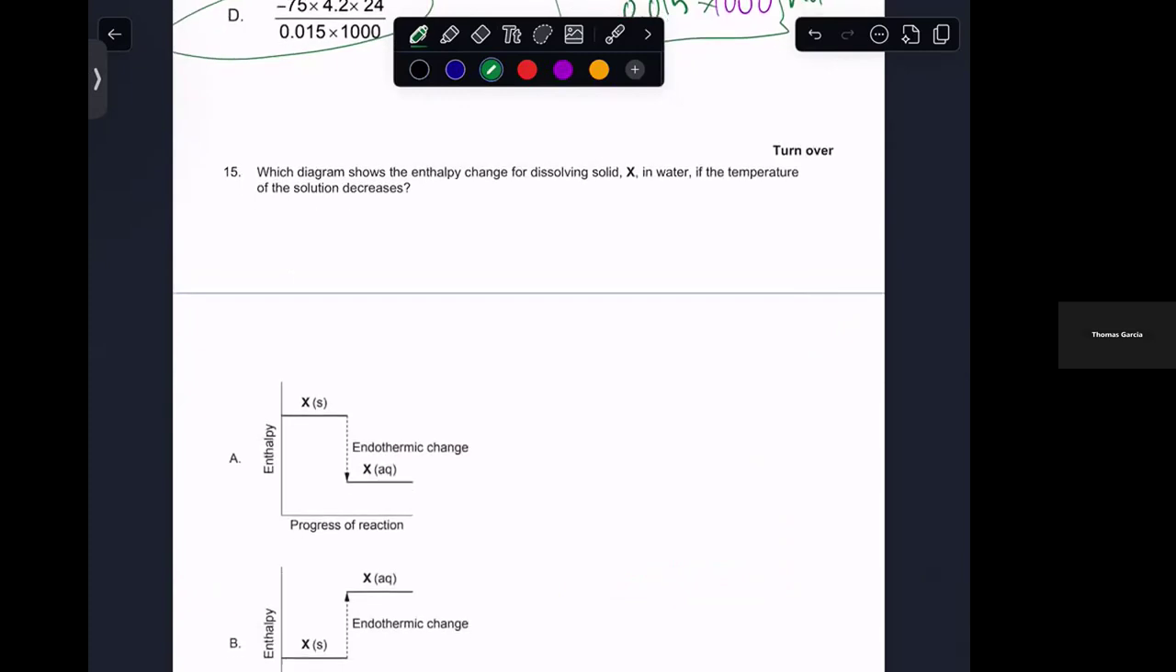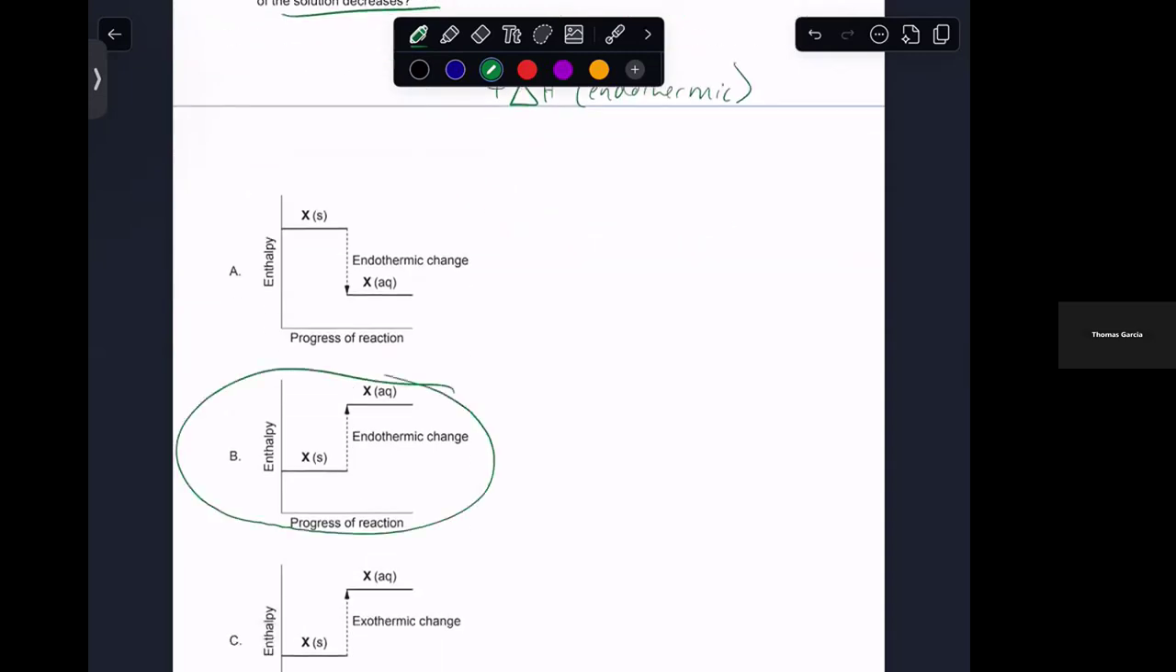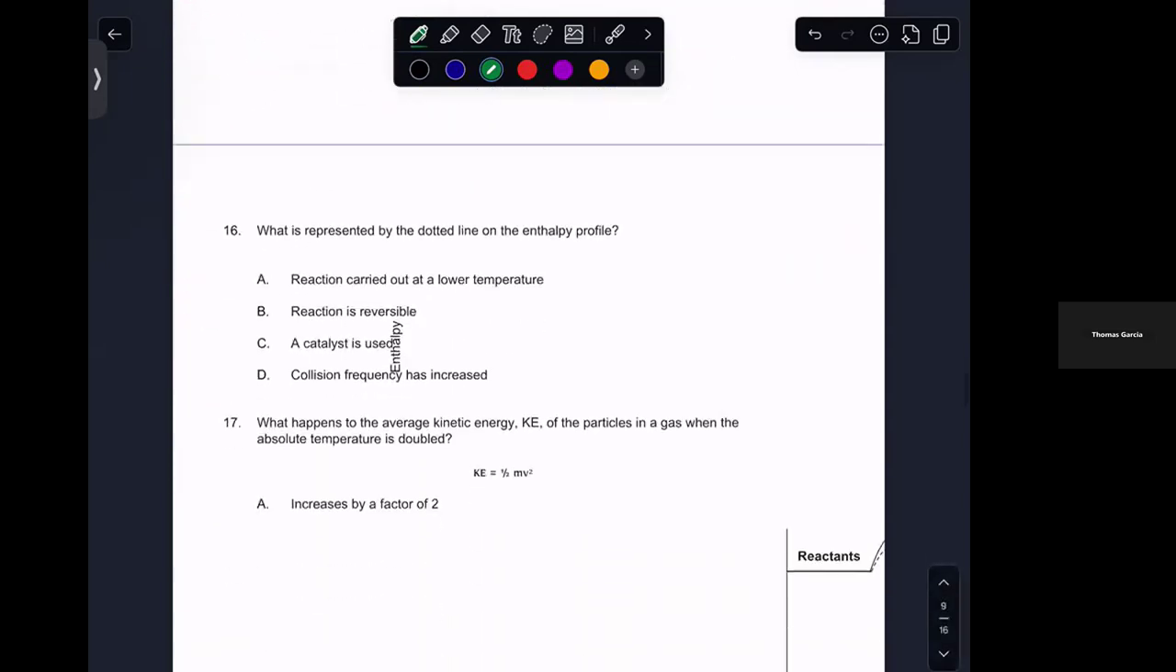Which diagram shows the enthalpy change for dissolving solid X in water if the temperature of the solution decreases? So if the solution temperature decreases, then that means the compounds absorbed energy. Therefore, it is a positive delta H. In other words, endothermic. Here's a positive delta H, endothermic.